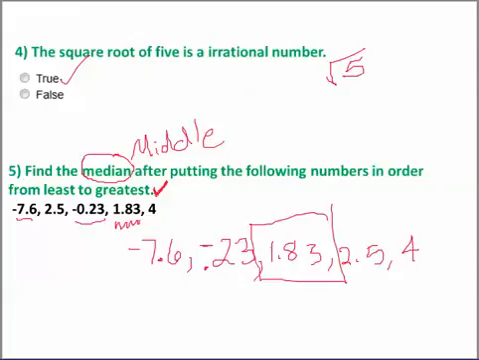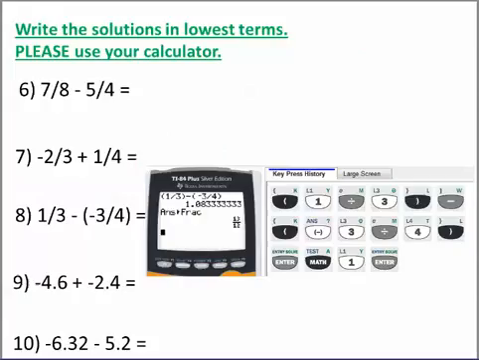$1.83 is in the middle, so that is our median. Not bad, huh? Let's keep going. Write the solutions in lowest forms. Please use your calculator. I'm really not going to punch all these into my calculator. I am going to remind you that this is how we do it.